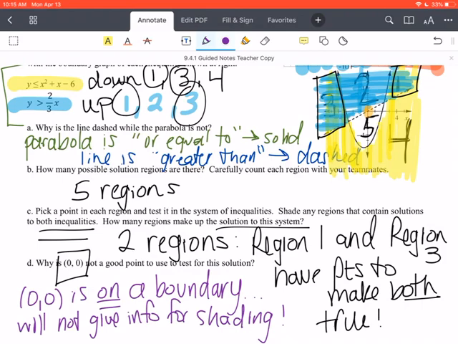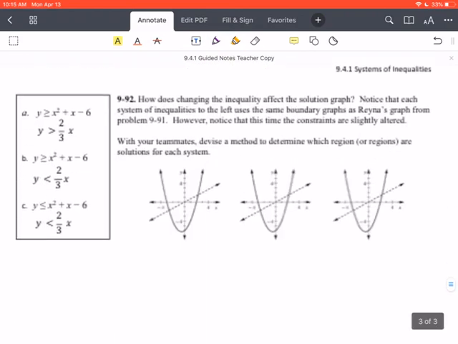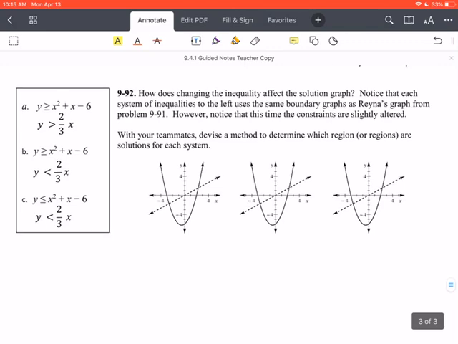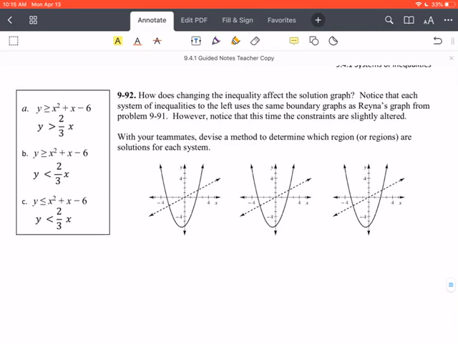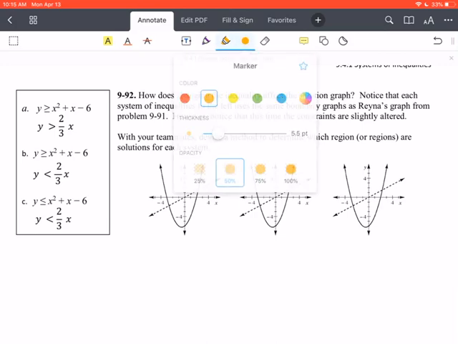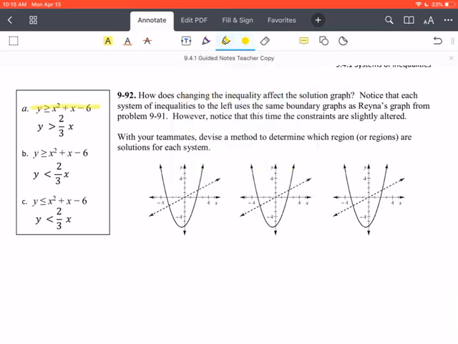Now, to get more used to this shading, we are going to look at one final problem where it's the same boundary line. In each problem, we are using the exact same parabola and the exact same line. But what has changed? The inequality symbol. Notice that each of the systems of inequalities uses the same boundary graphs, but the constraints, meaning the inequality signs, are slightly different.